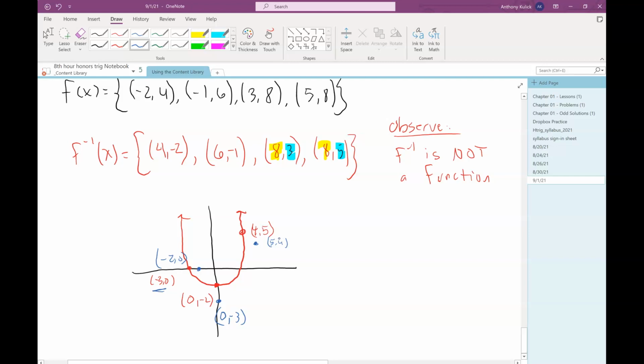Everybody's okay there? Now the key here is that the vertex of my function is also going to be the vertex for my inverse. So when I draw this, I'm going to have something that looks like this. Everybody okay with that? Again, what do we notice about F inverse here? It's not a function, right?